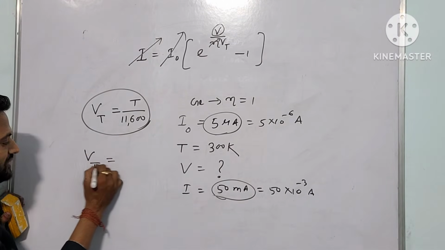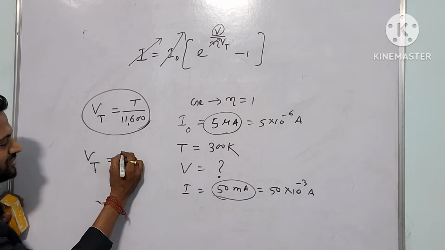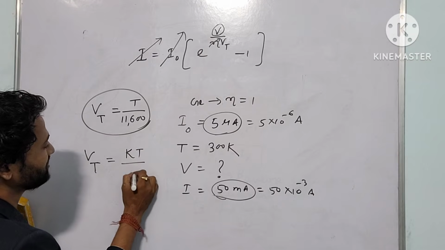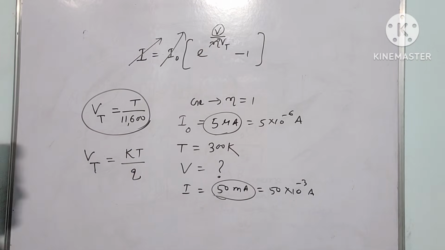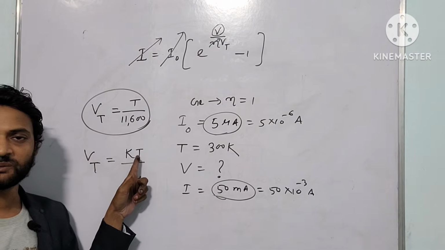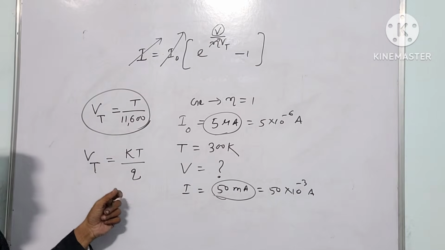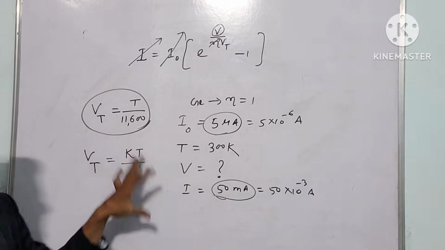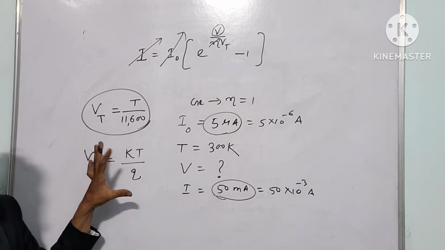Otherwise, you can use this formula: Vt is equal to kT upon q. Put the value of k, the Boltzmann constant, that is 1.38 × 10 to the power minus 23. Put the value of q as 1.6 × 10 to the power minus 19. Then put the value of T as 300 Kelvin. Then you can get the value of Vt.